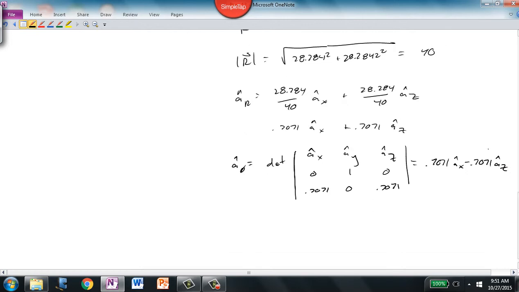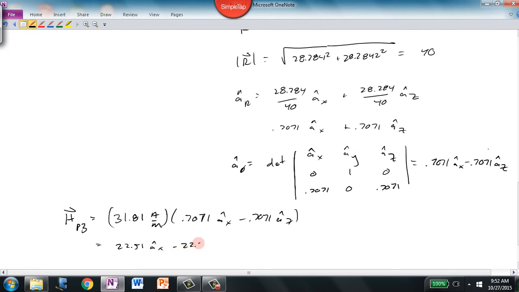So I can use that to determine total magnetic field strength, and that's just going to be the magnitude, 31.83 amps per meter, times the direction here, 0.7071 a hat x minus 0.7071 a hat z, and that gives me a value of 22.51 a hat x minus 22.51 a hat z.